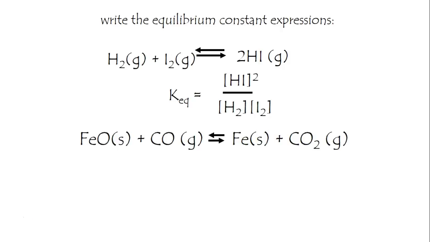For this one, the reaction of iron 2 oxide with carbon monoxide, the things that are in solution are the carbon monoxide and the carbon dioxide. The other things are not in solution, so they get omitted. It's simply the equilibrium constant is simply equal to the concentration of carbon dioxide divided by carbon monoxide. Notice no special coefficients, and that's it. Let's go ahead and solve one.